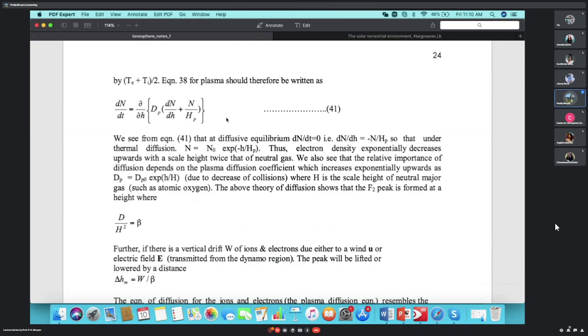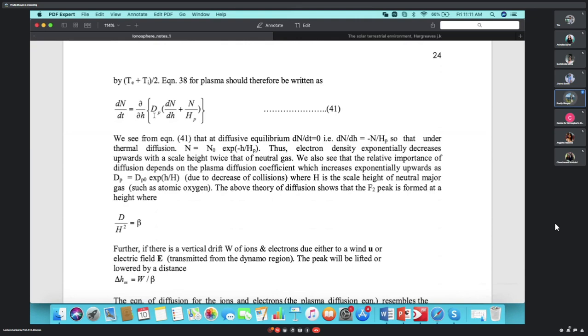if there is a diffusive equilibrium, it means there is no diffusion, or the change in the number density with respect to time is equal to 0. So if dn/dt is equal to 0, then dn/dh, because of this term, D_p (dn/dh plus n/H_p), you can do this simplification. You will get dn/dh is equal to minus n/H_p.